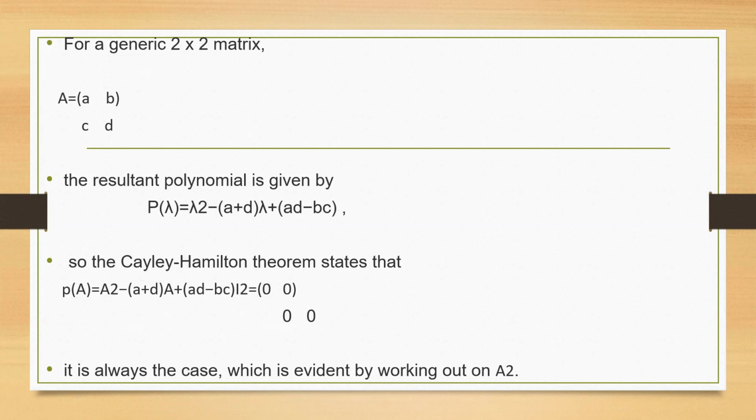Moving to the third point. So the Cayley-Hamilton theorem states that P of A is equal to A square minus A plus D times A, plus AD minus BC times the identity matrix of size 2 by 2, is equal to a zero matrix of size 2 by 2. Now moving to the fourth point, it is always the case, which is evident by working out A square.